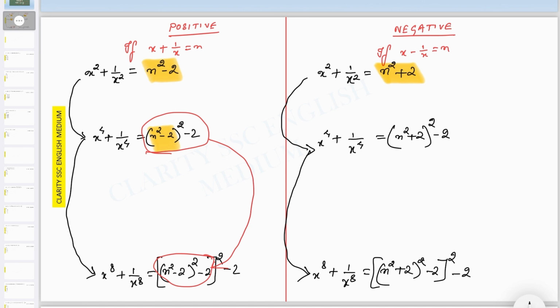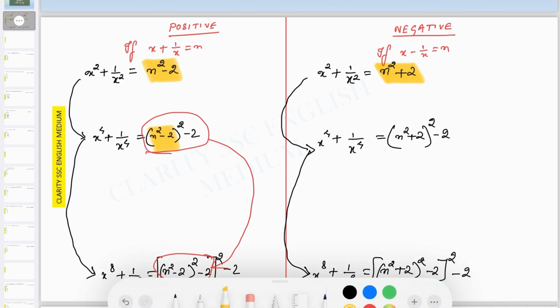I think you get this, the squares 4 and 8 and all are positive. See this, all are positive.